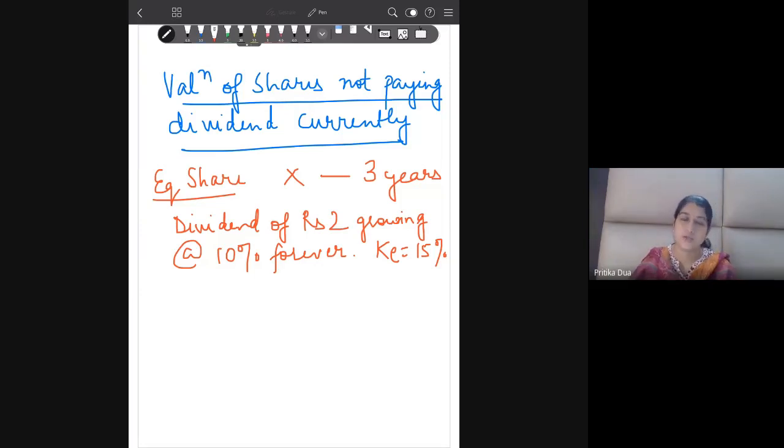So simply, like the question you have just solved on varying growth, in the same way here you can see that the growth rate in dividends will start from the third year, from the end of the third year. So when we solve such questions, step 1 is you calculate the price of the share at the end of third year. Okay, that is, after this year the growth rate will continue forever.